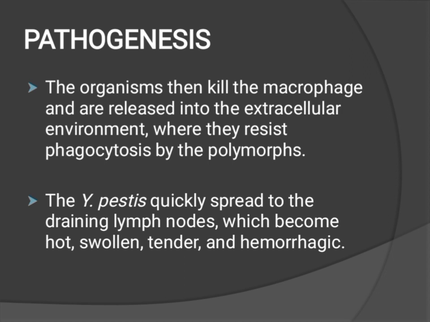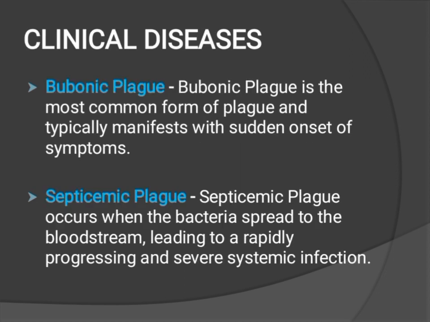Yersinia pestis quickly spreads to the lymph nodes, which become hot, swollen, tender and hemorrhagic. The clinical diseases caused by this bacteria: Bubonic plague. Bubonic plague is the most common form of plague and typically manifests with sudden onset of symptoms. Bubonic plague is usually transmitted through the bite of an infected flea. The bacteria enter the host bloodstream, leading to lymph node infection.